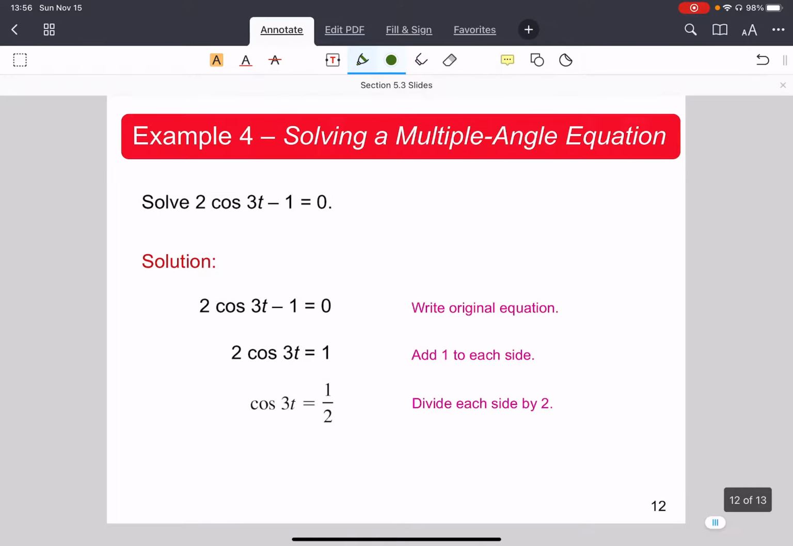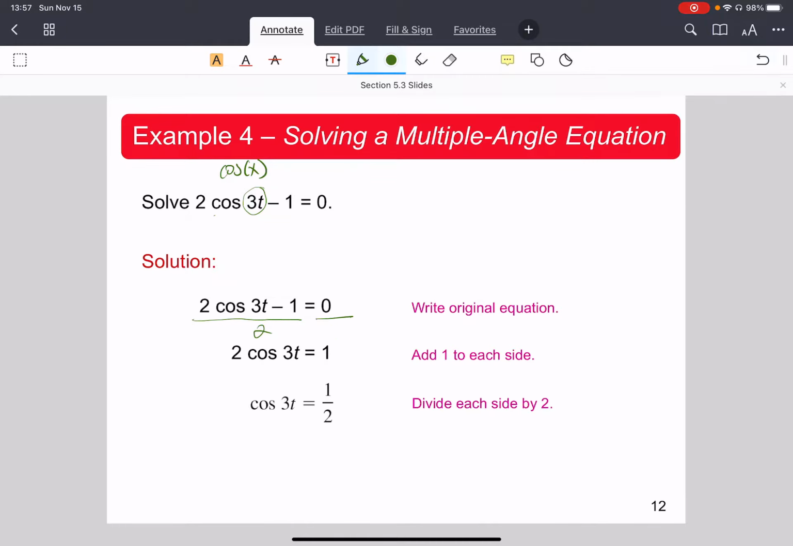So an example is right here. Solve 2 cosine 3t minus 1. You realize this doesn't look like a cosine x. It looks a little bit different because the variable is being multiplied by 3. So that adds a little bit, but it's not too different than what we've been doing in this video. What I'm going to do is solve this, so I'm going to divide everything by 2.